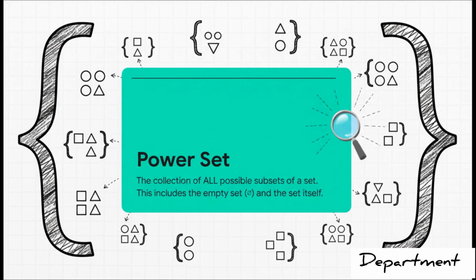Now let's take that idea a step further. What if we took a set and we found every single possible subset you could make from it? I mean, everything, from the empty set all the way up to the set itself.